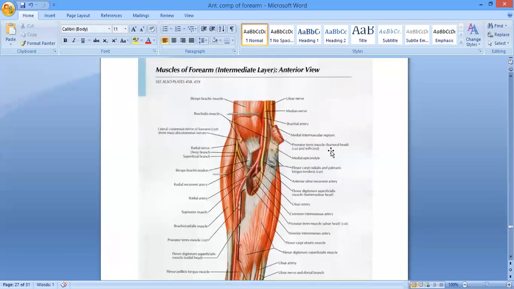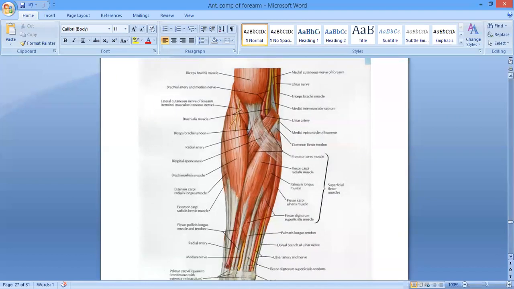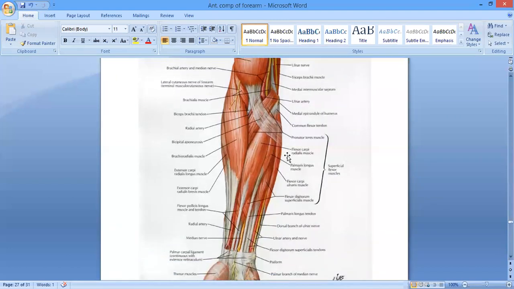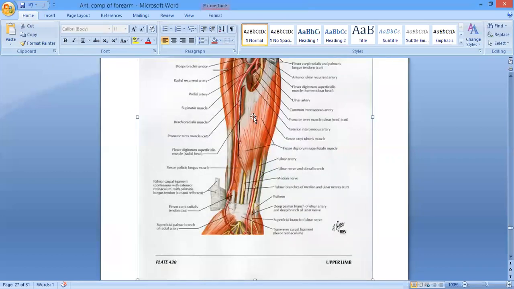Muscles, first of all, the muscles of the anterior compartment are grouped under 3 groups. Number 1 is the superficial group. It consists of 4 muscles: pronator teres, flexor carpi radialis, palmaris longus, and flexor carpi ulnaris. The second group has only 1 muscle, flexor digitorum superficialis, which is also called flexor digitorum sublimis.